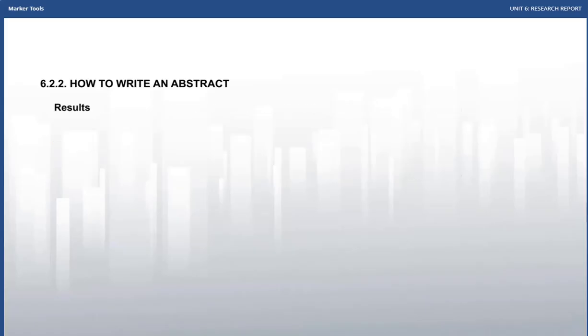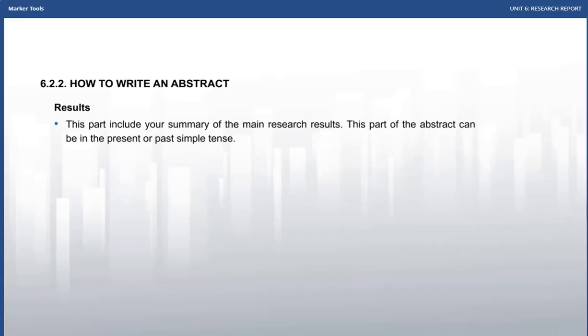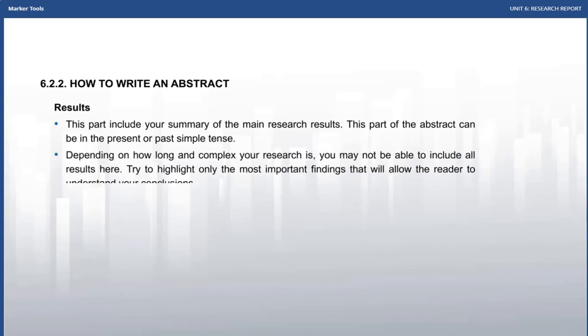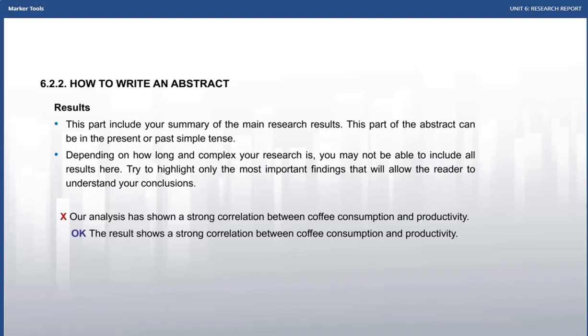Next one is the result. You should only include summaries of the main research results. In this part, you can write in present or past simple tense, depending on the complexity and the length of the research. You cannot include all the data. Try to highlight the most significant ones so that the reader can understand your research.